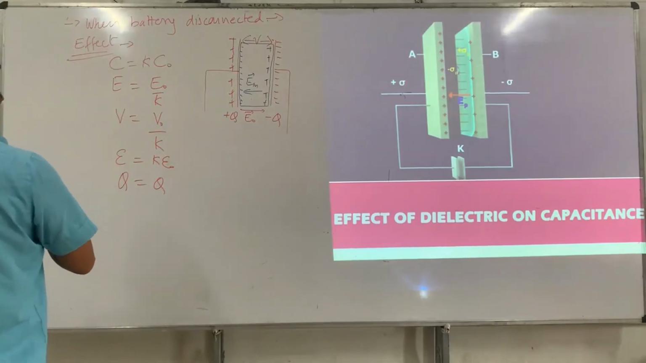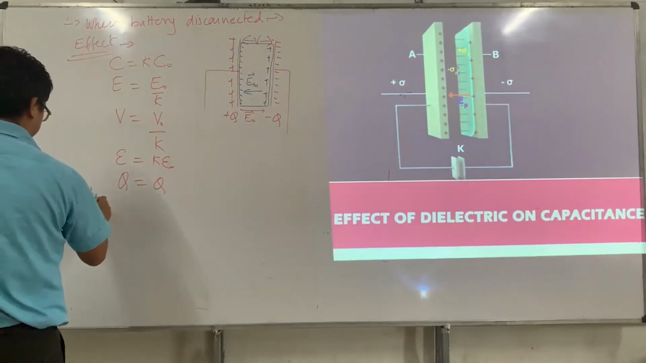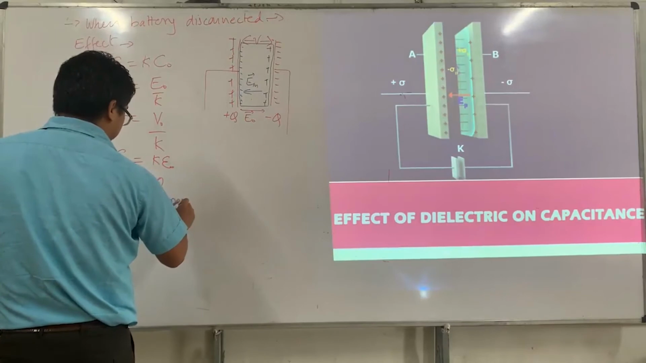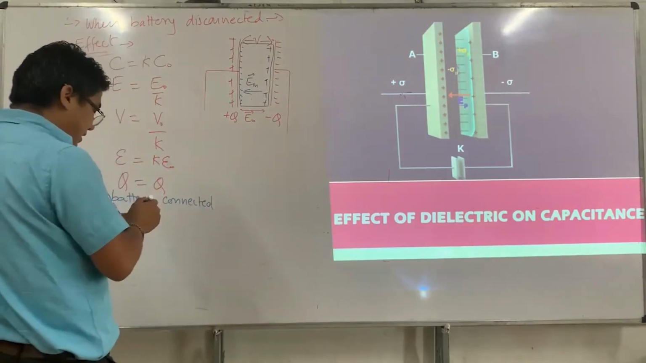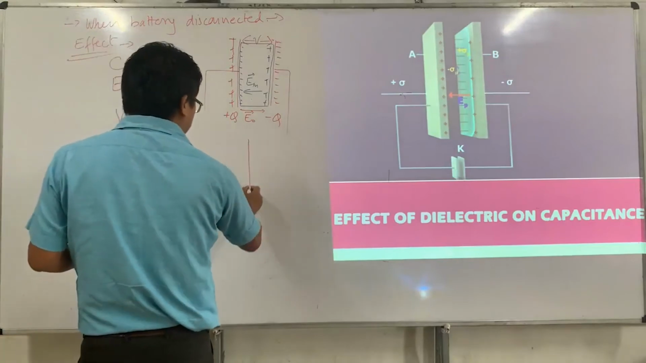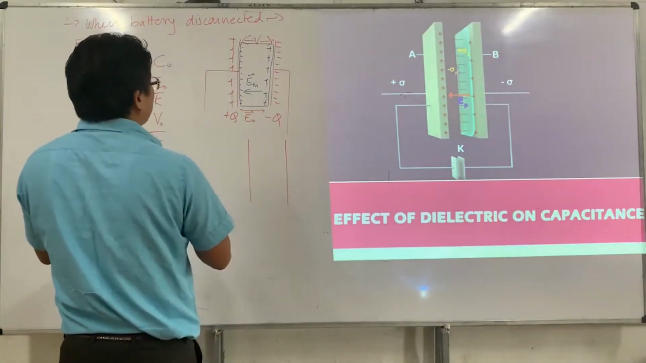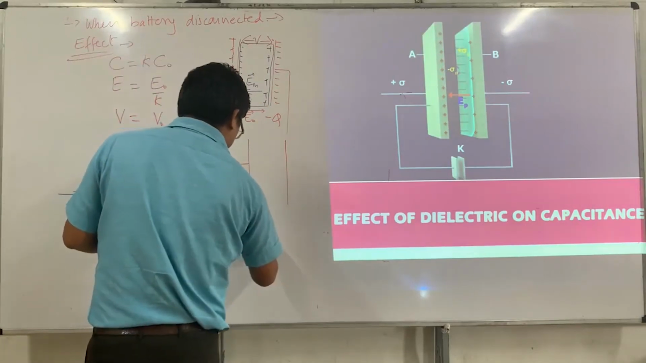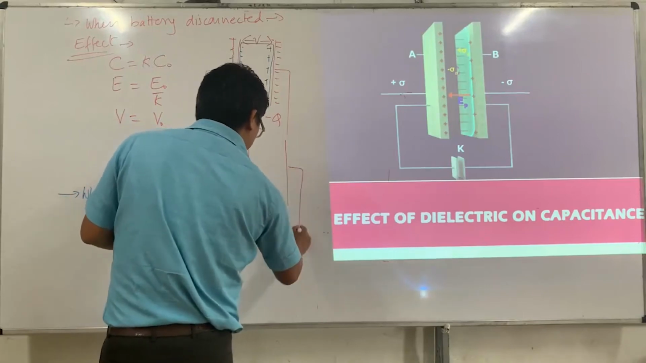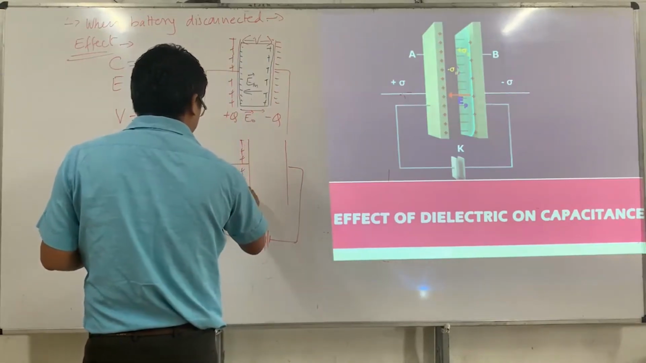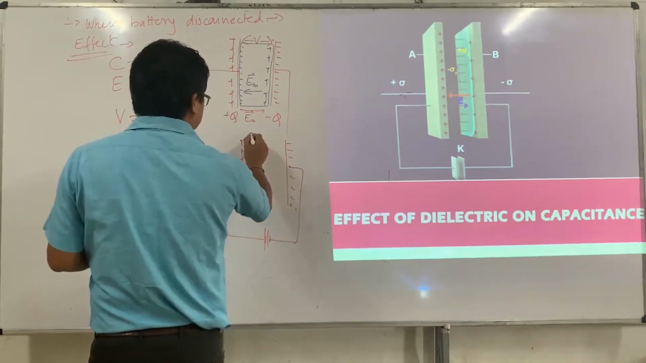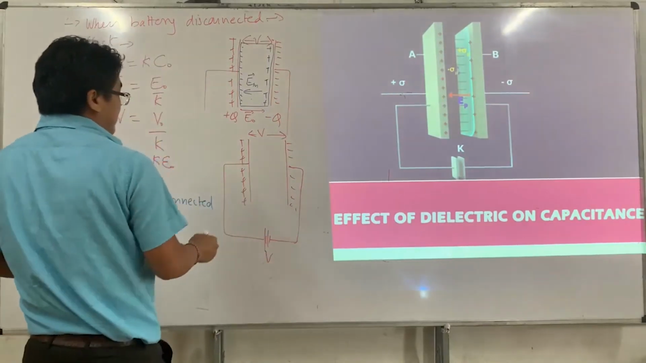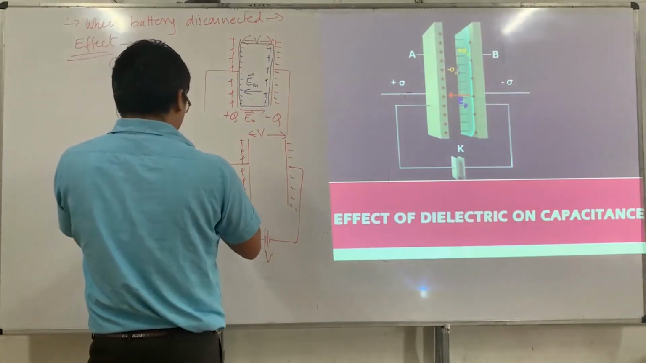Now the next part is when the battery is connected. When the battery is connected, charging takes place, same procedure. Charging takes place until the potential becomes V. And then I am going to insert a dielectric.